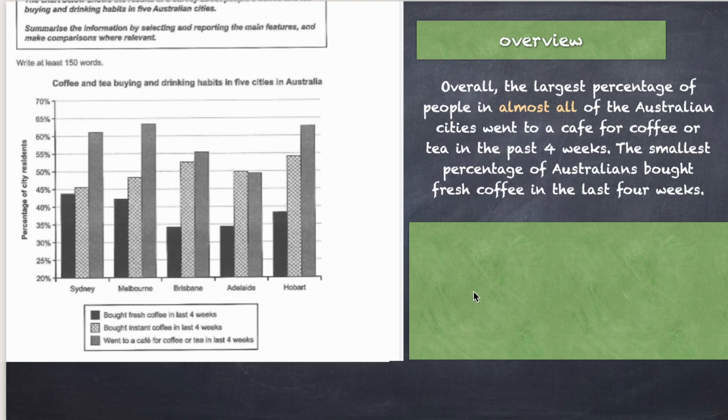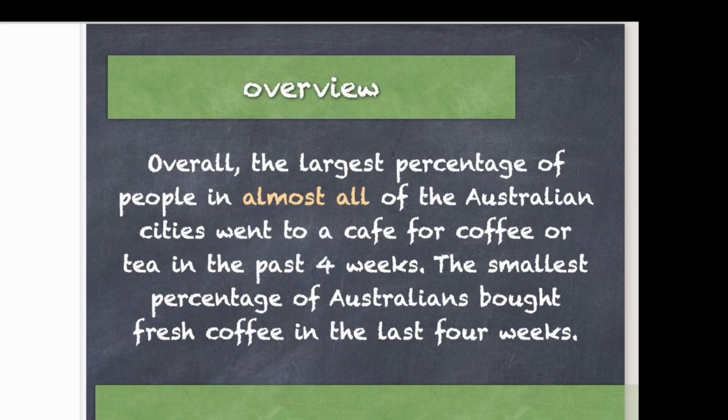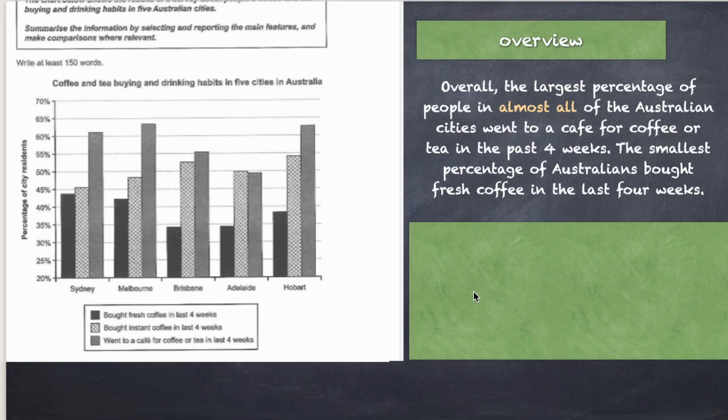So that makes up what's the biggest percentage. Now for the smallest percentage, it's much easier. This is the black bar. And it says, the smallest percentage of Australians bought fresh coffee in the last 4 weeks. And that's it. That's my overview. I focus on what was the biggest. I focus on what's the smallest.